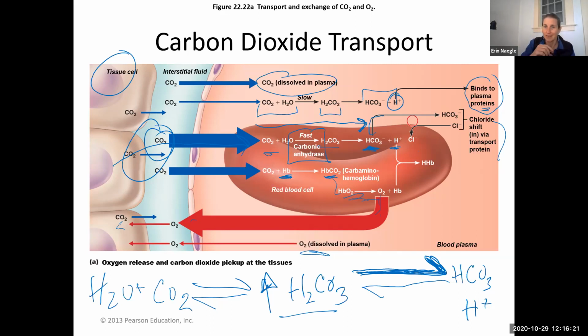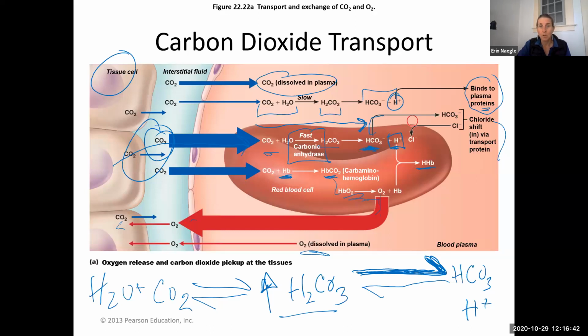Now, let's go back inside the cell. All right, so we explained this bicarbonate. What's happening to this hydrogen ion? Well, if we accumulate those hydrogen ions, what's going to happen to the pH of our cell? It's going to go down. That's going to be a problem. So hydrogen also can bind to hemoglobin.